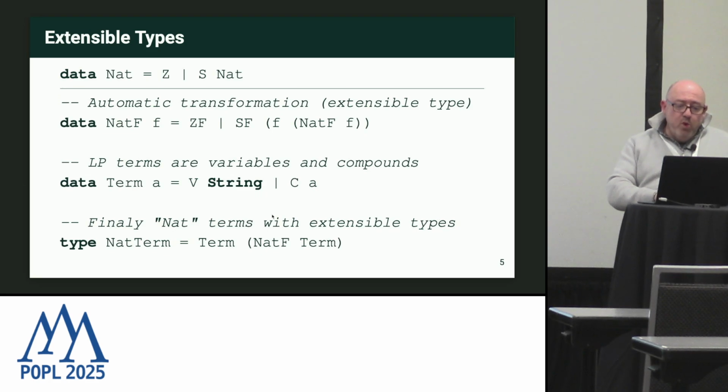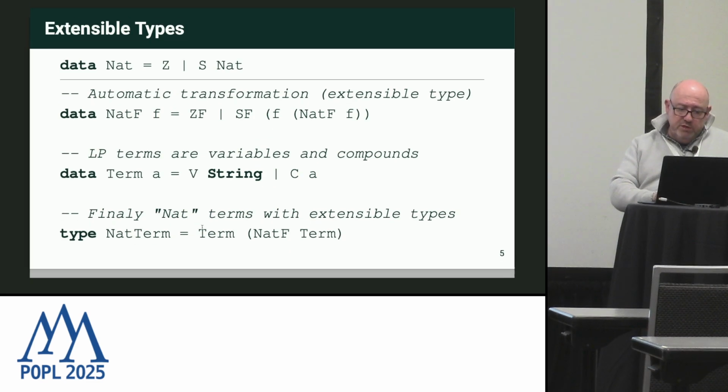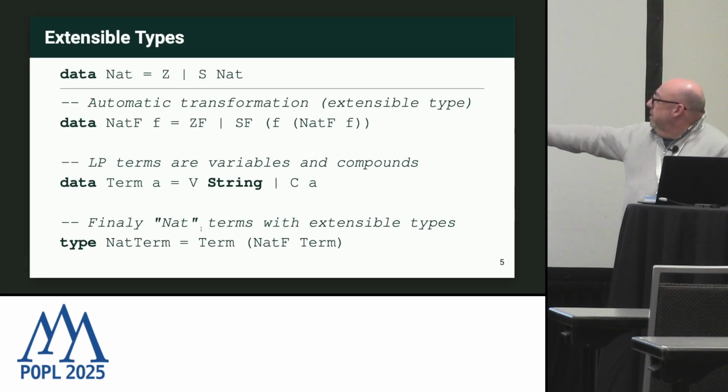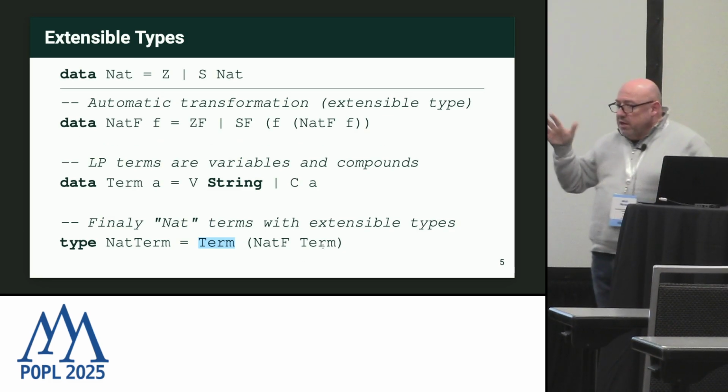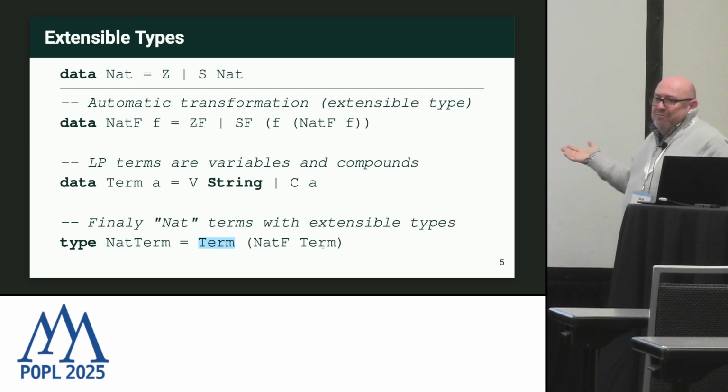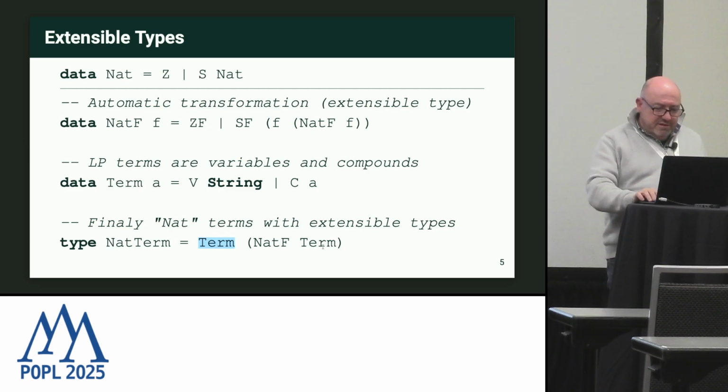So when you apply the transformation to a given type using term, you obtain, in this case, the terms of type nat, which is term of nat f term. Okay, so this can seem a bit tricky, but it works.